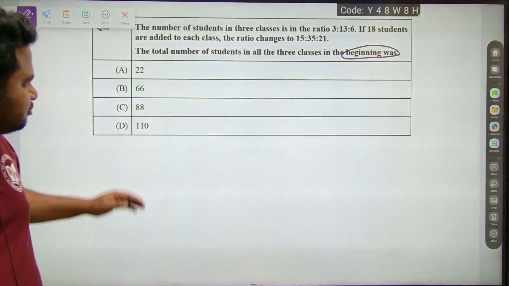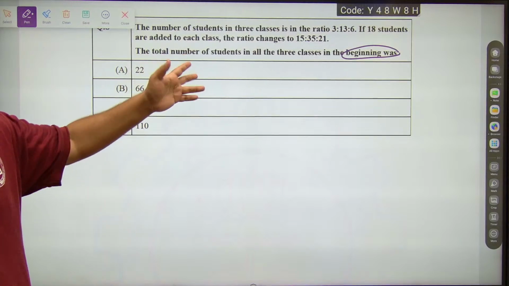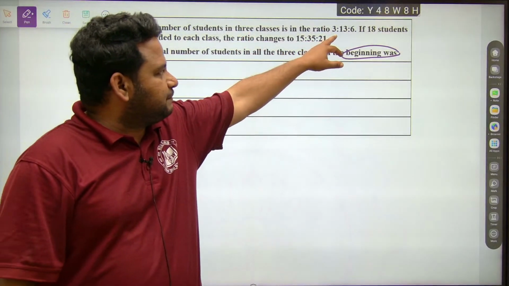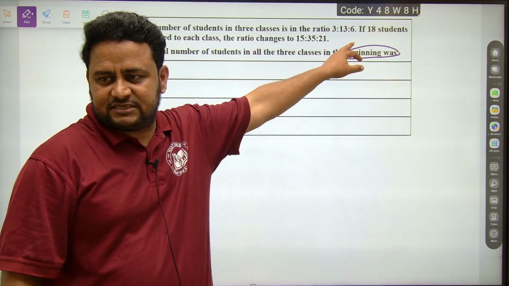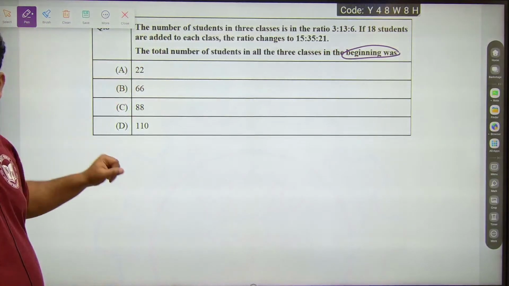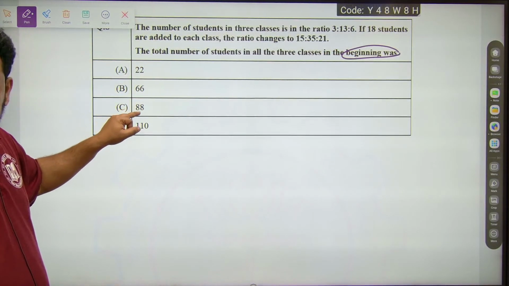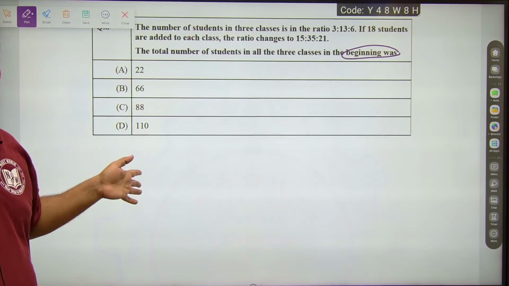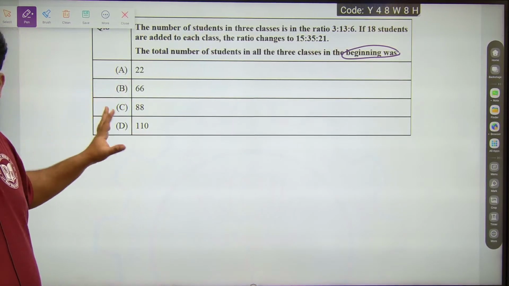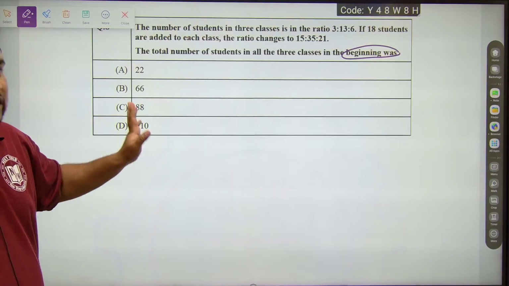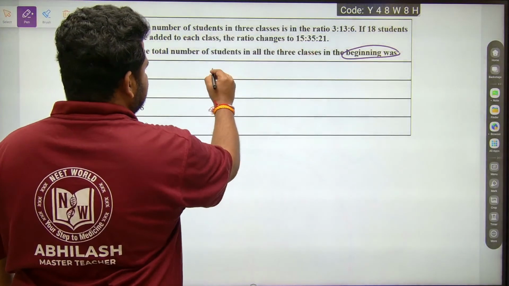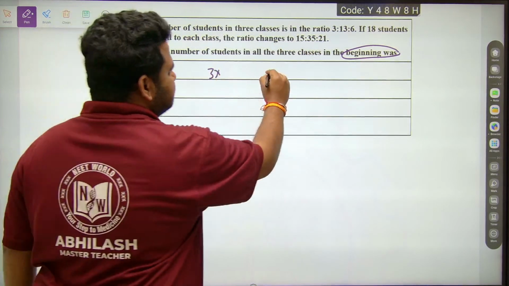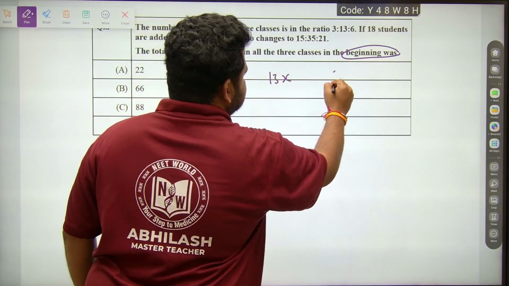So here the options are very close, I cannot go with the shortcut method. If the options were different, see 3 plus 13 is 16, 16 plus 6 is 22. So 22 is there here, 22 3s are 66, 22 4s are 88, 22 5s are 110, everything is a multiple of 22. If only one option was a multiple of 22, I would have gone directly like that. Now what I have to do: first class 3x I will take, this is 13x, this I will take as 6x.